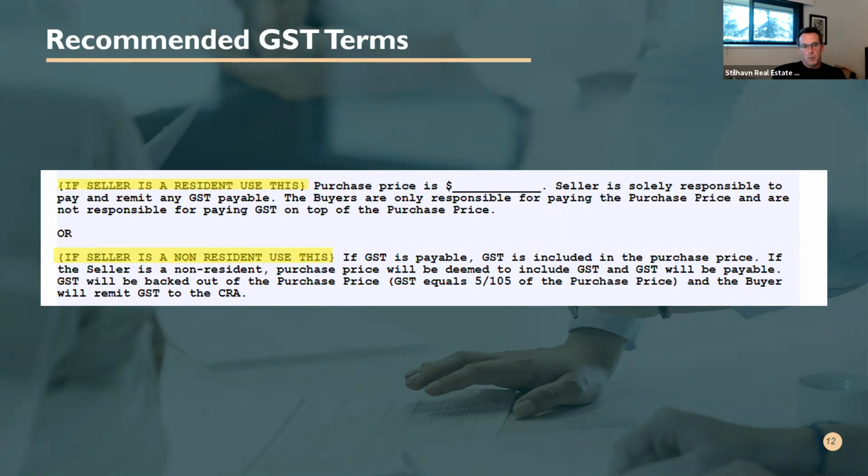So it adds a little bit more burden on you. You can't just use the one clause in all your contracts. Make sure you have this for your non-residents.